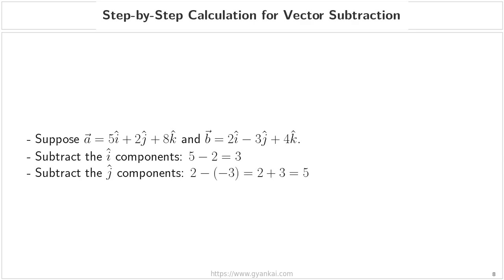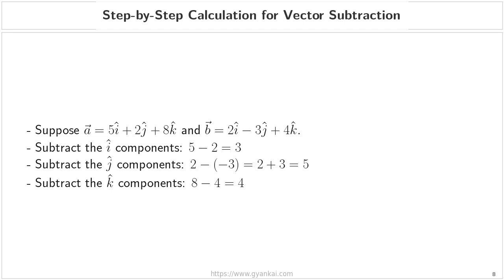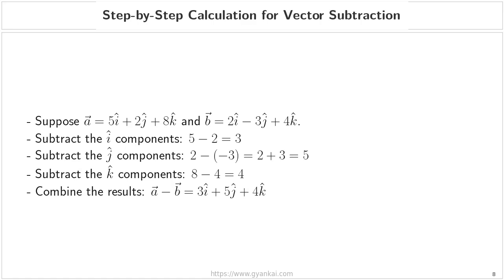Next, we move to the j components. This is a crucial step where you must be careful with your signs. We take 2 and subtract negative 3. Remember, subtracting a negative is the same as adding, so 2 plus 3 gives us 5. Then we handle the k components. 8 minus 4 leaves us with 4. Finally, we combine these individual results back into a single vector. Our final result for vector A minus vector B is 3i plus 5j plus 4k.